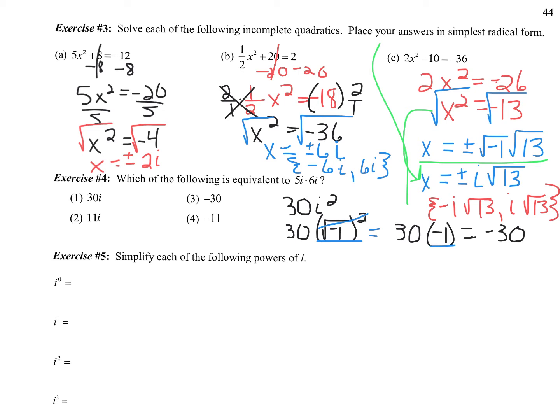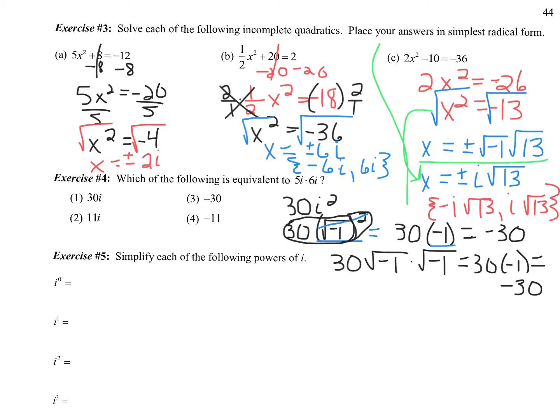If I was going to actually write this in expanded form with the squared, that would be 30 times the square root of negative 1 times the square root of negative 1. So once again, we see when I do a square root times itself, we just get the number that's inside. So 30 times negative 1 would still be negative 30. So no matter what way you look at it, the square root of negative 1 squared, i squared, is negative 1. So we can have these imaginary numbers, but then sometimes when they have exponents on them, they come back out of the imaginary number system into the real number system.